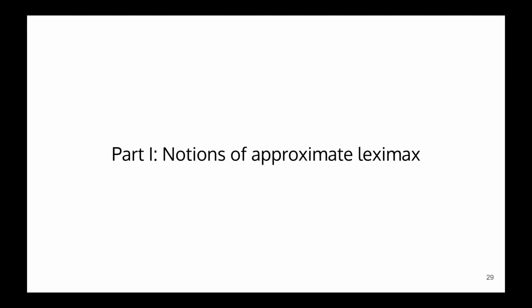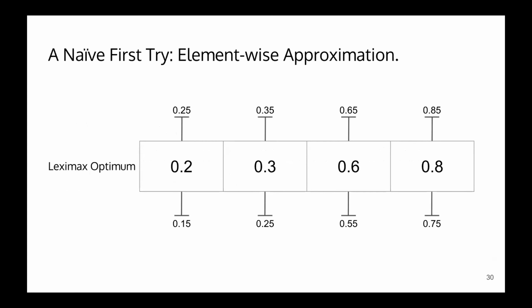And so now I'll talk about different notions of approximate Leximax. So our naive first try is, okay, given a Leximax solution, let's say this is a vector of utilities that is lexicographically maximal, why don't we just use an element-wise approximation? So element-wise just means that we will have some wiggle room in each value such that it's somewhat close to the actual Leximax optimum.